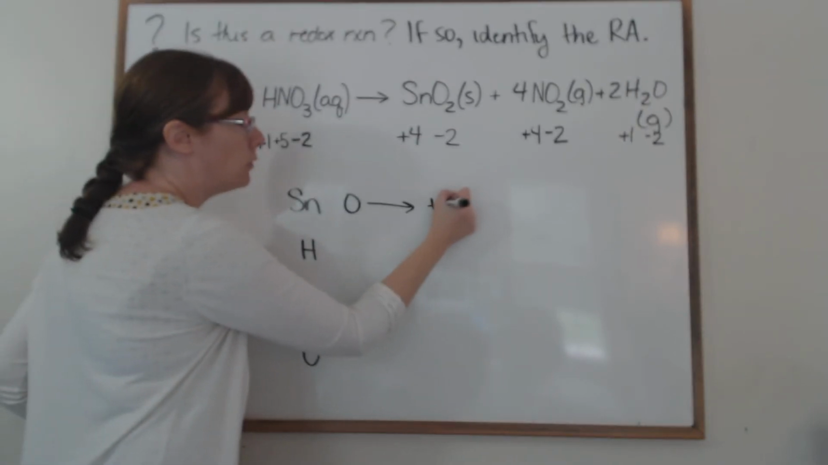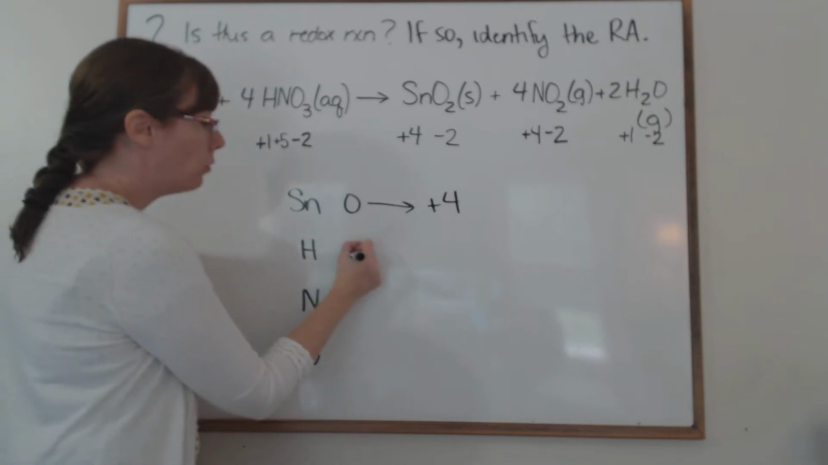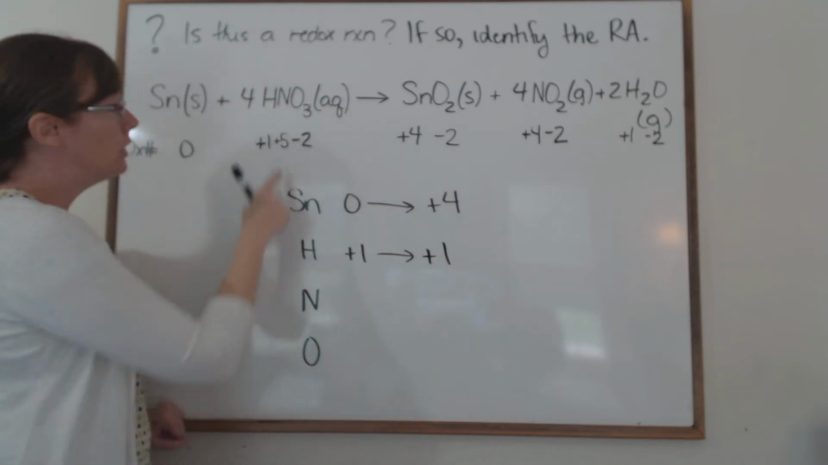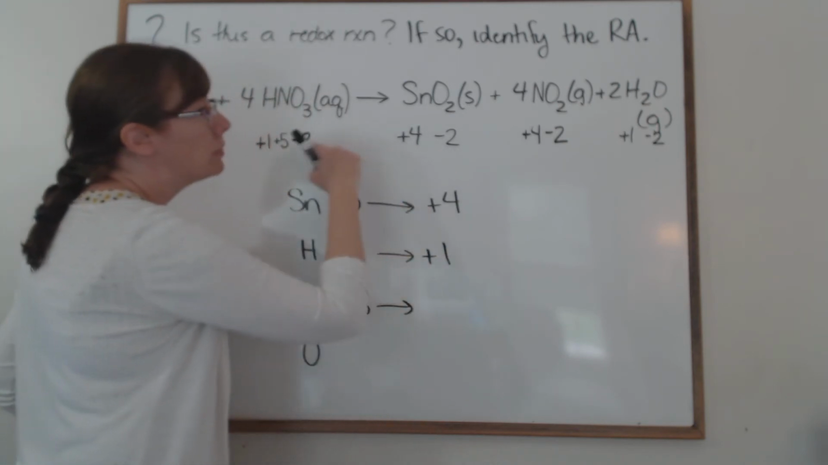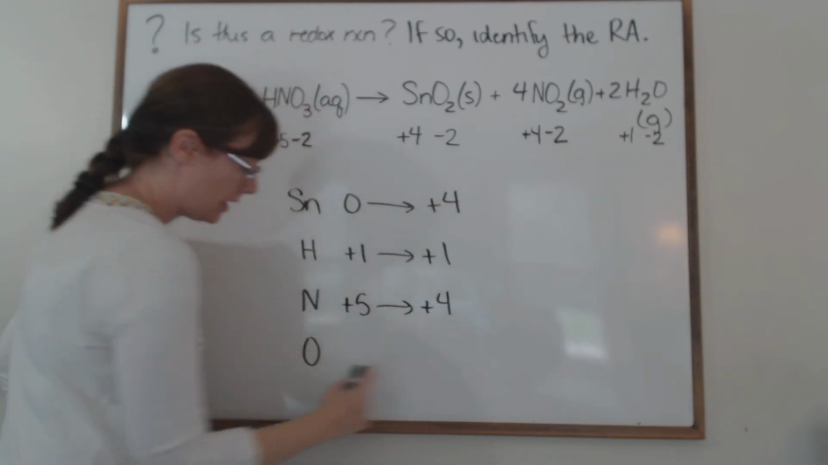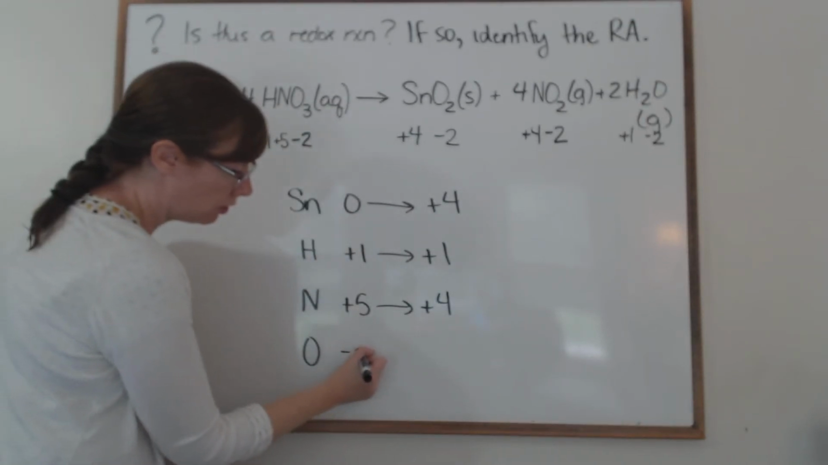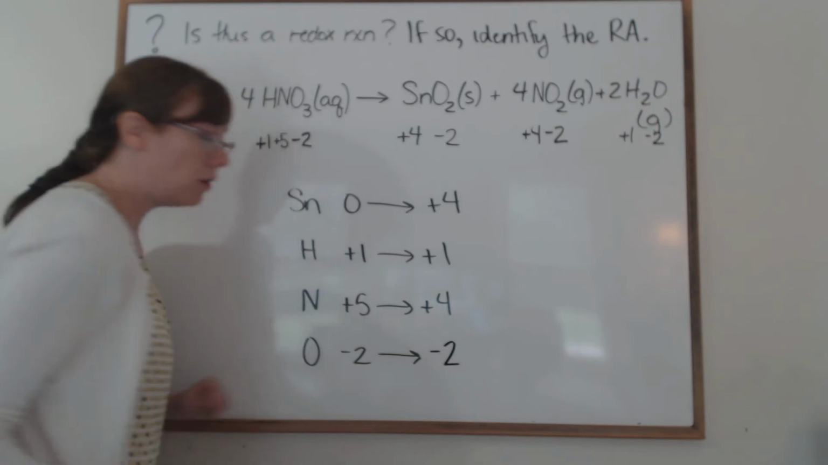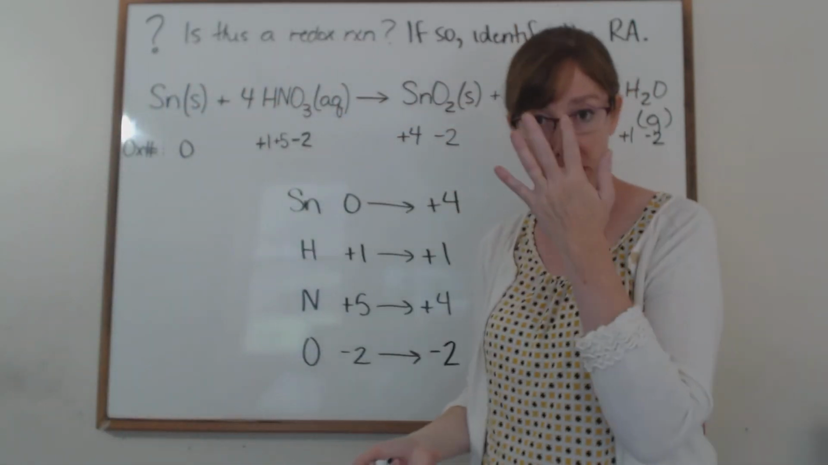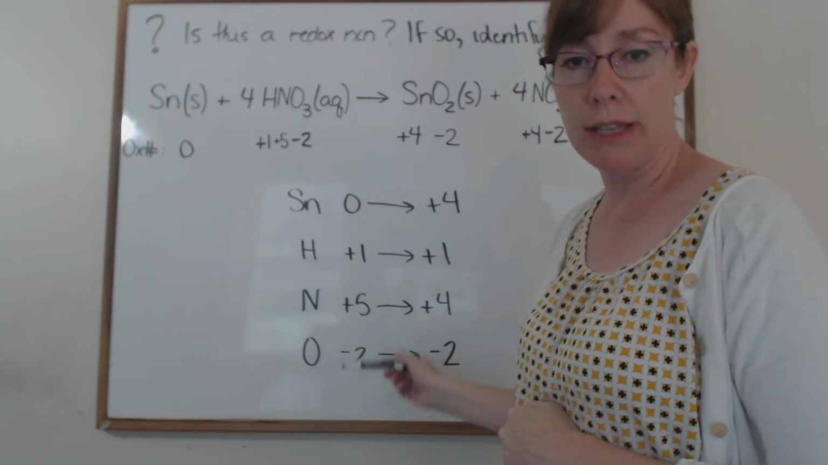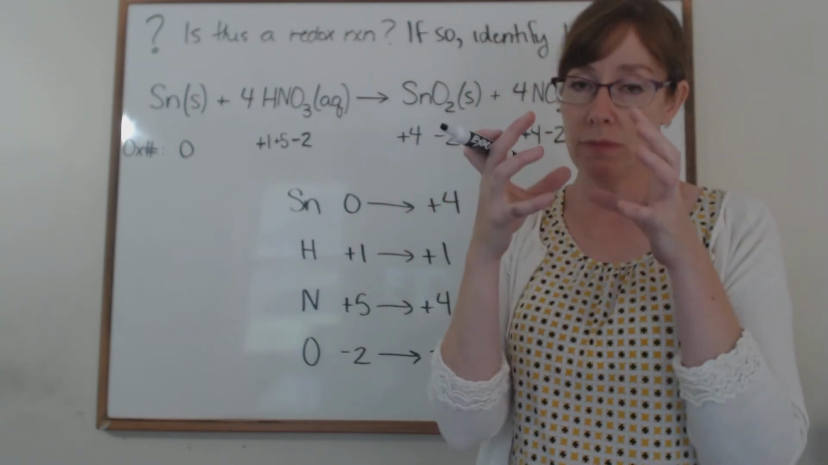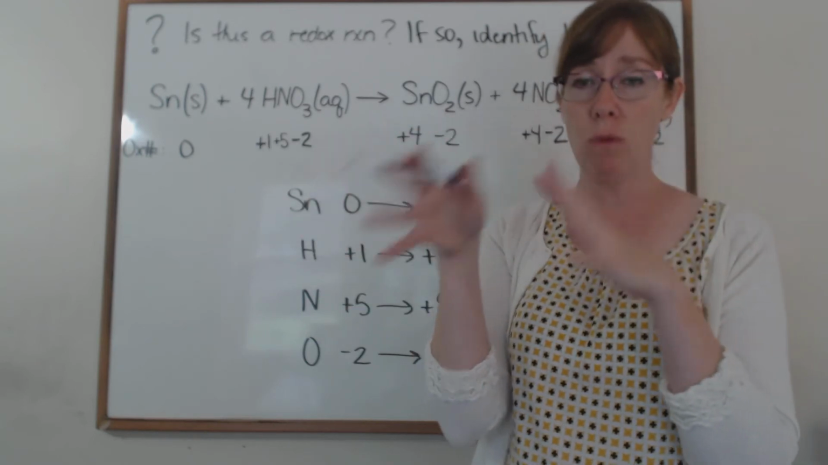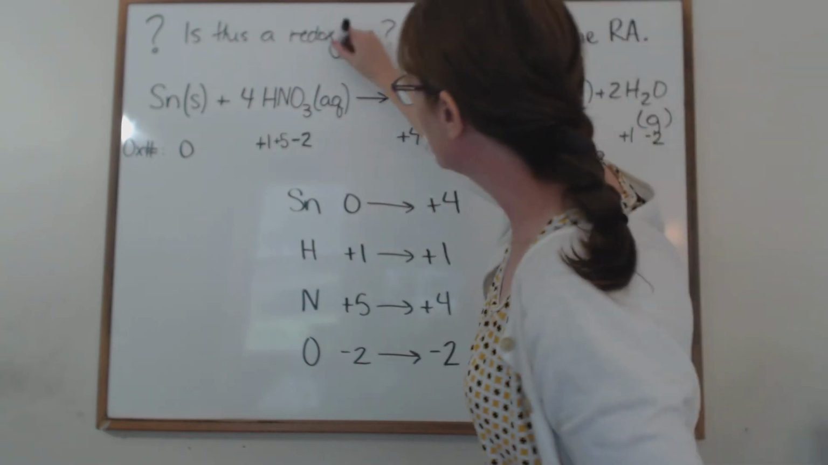Tin went from 0 to +4. Hydrogen went from +1 to +1. Nitrogen went from +5 to +4. And oxygen went from -2 to -2 in all contexts. So, is it a redox reaction? Well, there are a few atoms where the oxidation numbers didn't change, but as long as the oxidation numbers changed on really 2 of them, 1 of them got more negative, 1 got more positive, it's a redox reaction. So this is a yes.